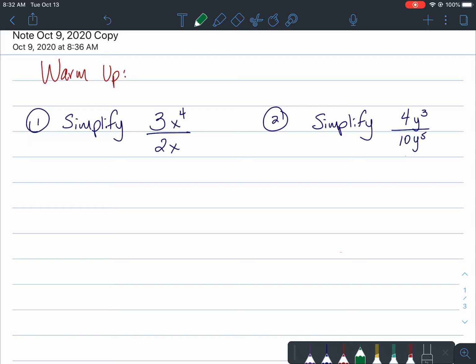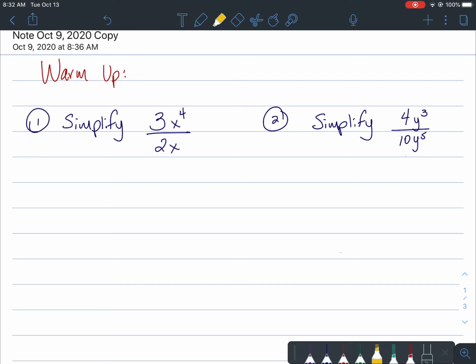All right, so all these questions are based off the last lesson that you did, mostly because there were some mistakes and misconceptions. So let's take this. First question is simplify 3x to the fourth divided by 2x.